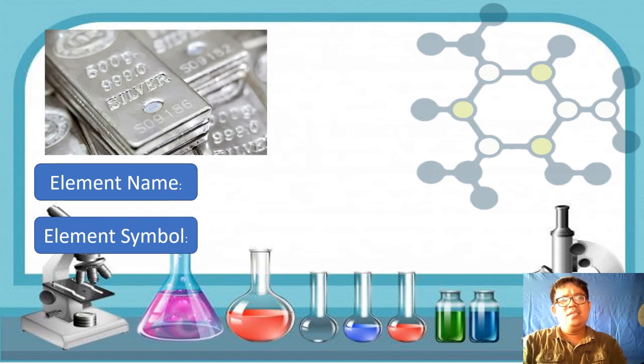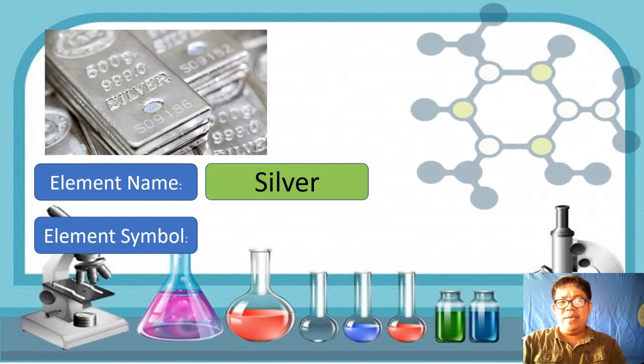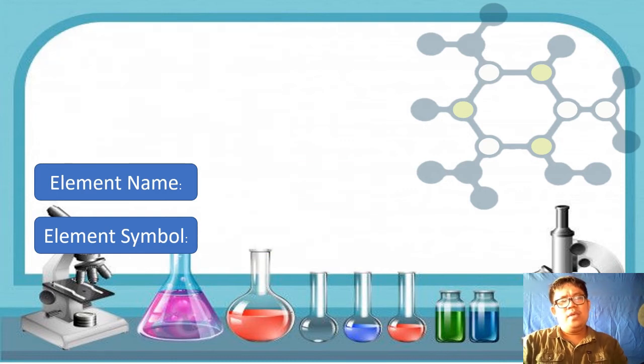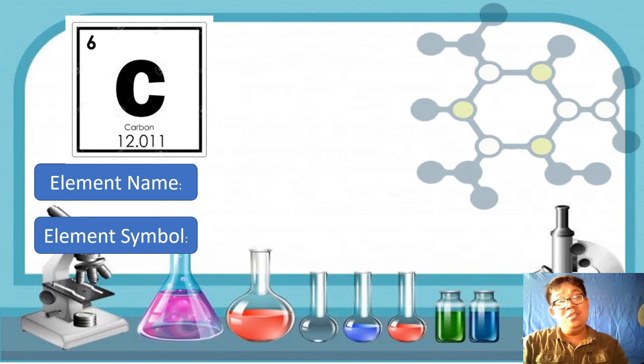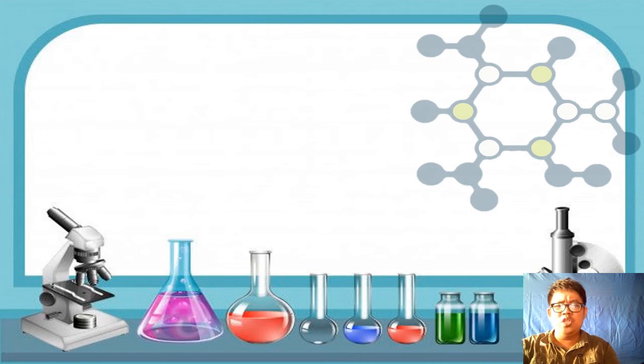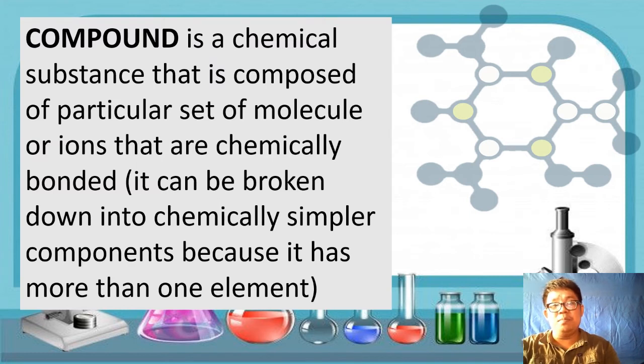Next, we have silver. Element name is silver, and element symbol is Ag. We have another example, which is the carbon. Element symbol is C. Another classification of pure substance is compound. And compound is a chemical substance that is composed of particular set of molecule or ions that are chemically bonded. Remember that it can be broken down into chemically simpler components because it has more than one element.